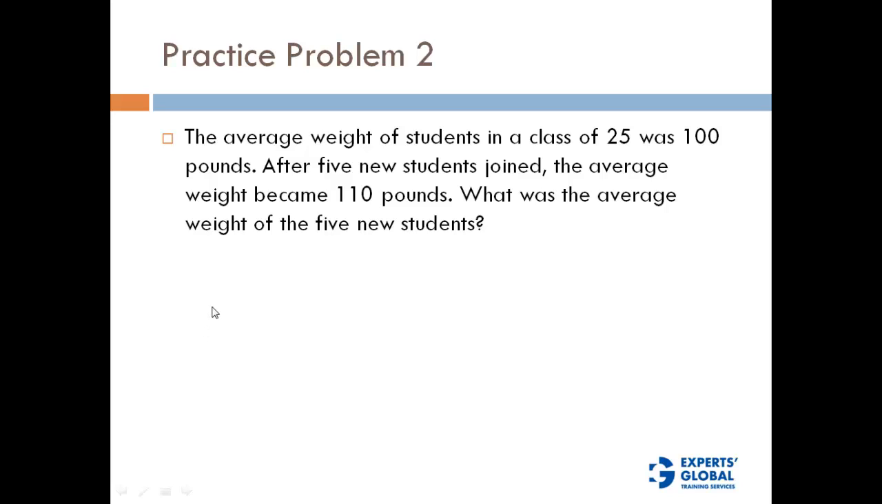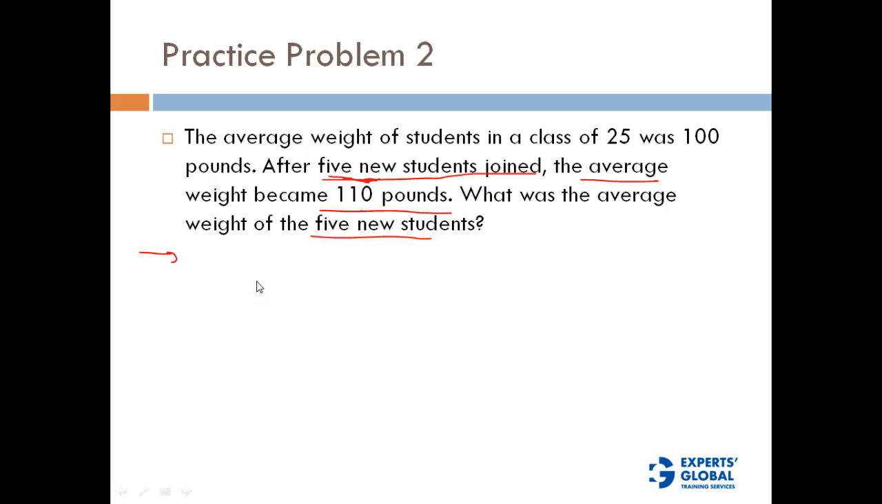The average weight of students in a class of 25 was 100 pounds. Okay. After 5 new students joined, the average weight became 110 pounds. Okay. So you will see that the average is increasing. That means these 5 students must be heavier than other students, right? Or rather heavier than the average of other students. What is the average weight of the 5 new students? Okay. So let's look at it.